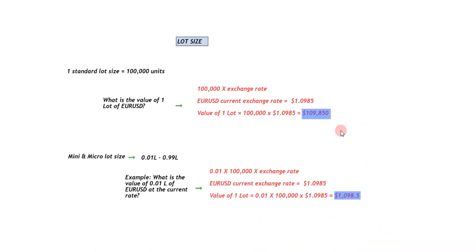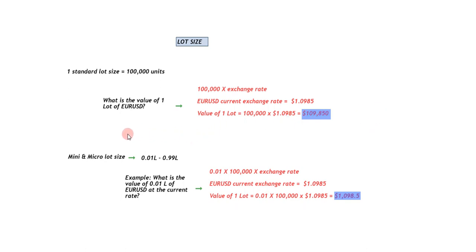That's a whole lot of money, right? But of course you can buy smaller sizes of this. This is one standard lot. You can buy multiples of it. You can buy up to 50 lots at once, and that's of course if you're a millionaire in dollars and all that.